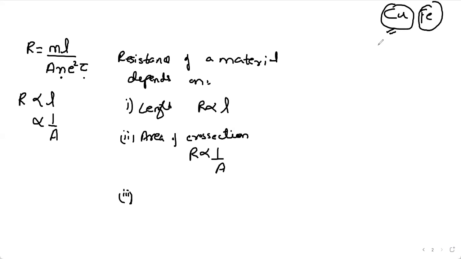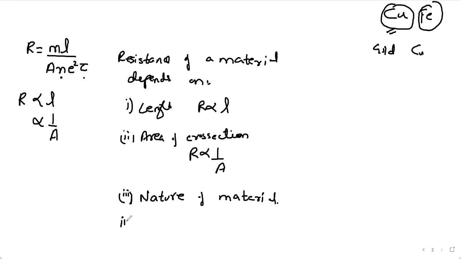Okay, can you compare gold and copper? Which one is a better conductor, Shahzada? Gold is a better conductor. So which one should have more free electrons, gold or copper? Gold is a better conductor, so it has more free electrons than copper. So it also depends upon the nature of material.